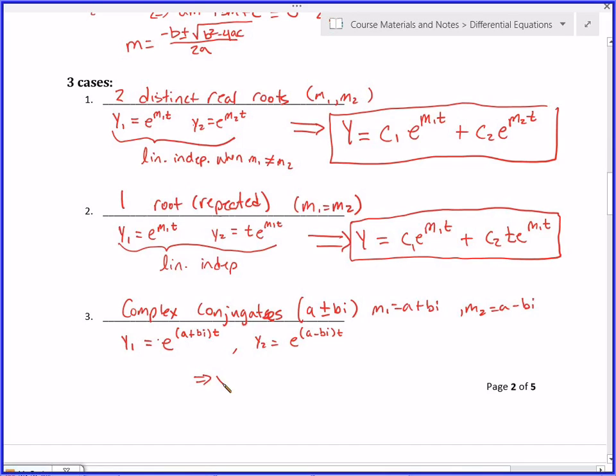So, the general solution is C1 e to the (a plus bi)t plus C2 e to the (a minus bi)t. That C needs to go on the outside, by the way.